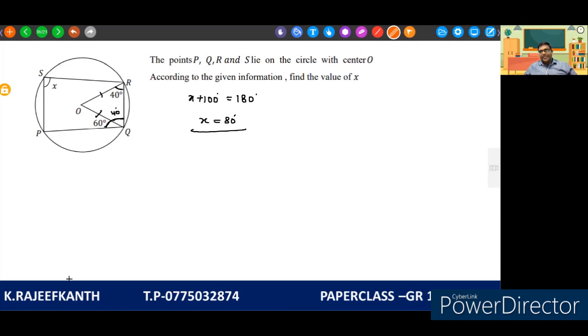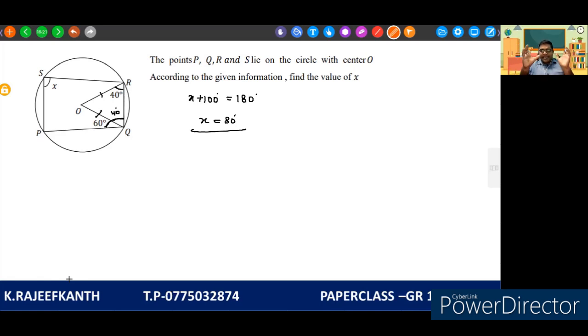Here, the points P, Q, R and S are on the circle. That means PQRS is a cyclic quadrilateral. Then we know that opposite angles are supplementary and the exterior angle is equal to the interior opposite angle.